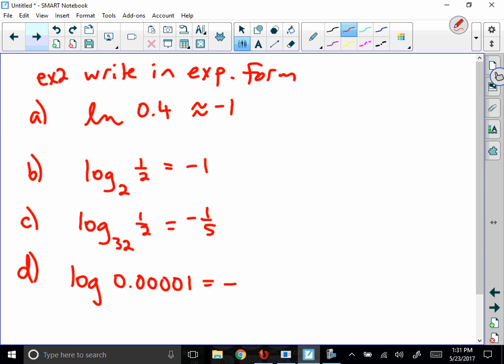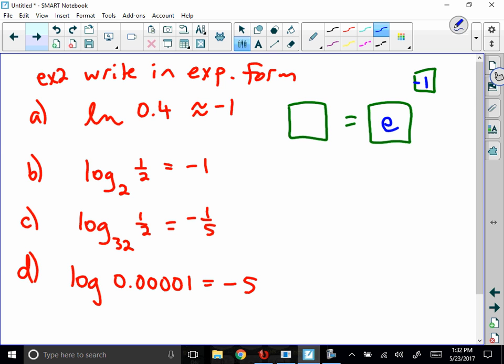So remember here we want exponential form. We want some number equals some base raised to some power. If you understand what a log is, remember a log equals the power. So number A, what's our exponent going to be? Our exponent's going to be -1. The base is the subscript. In this case, the subscript is e, and the number we're taking the log of is what's equal to that stuff. So 0.4 is approximately e to the -1st.